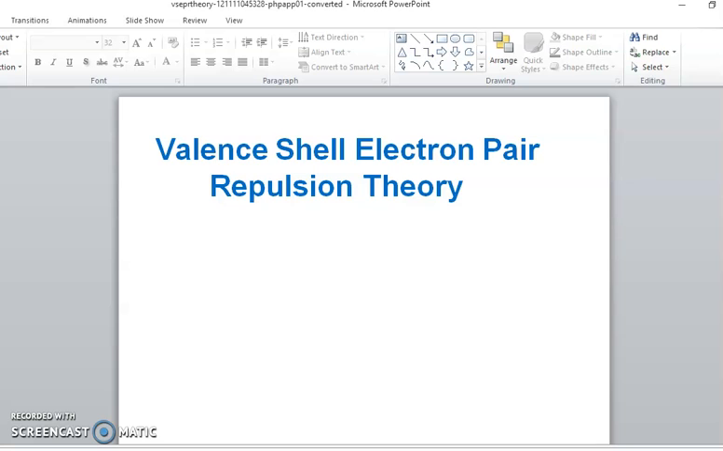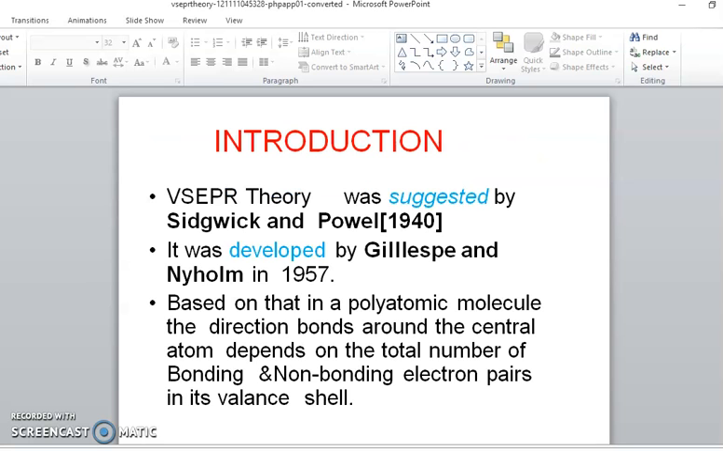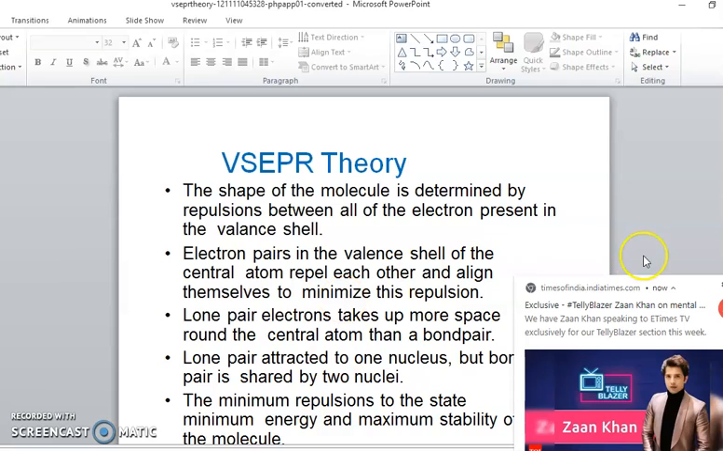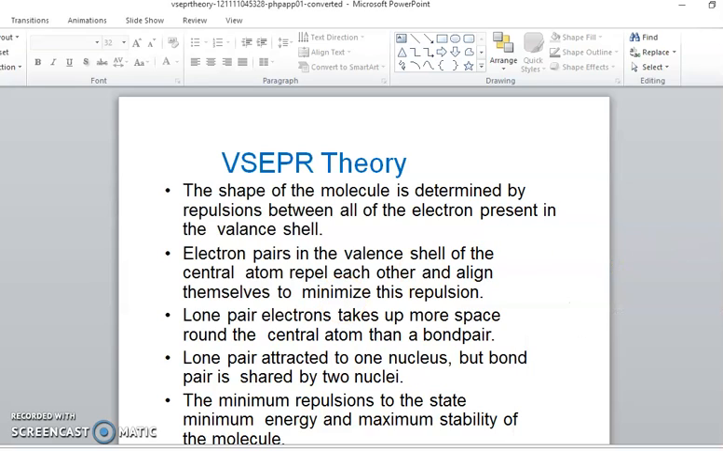The theory was proposed by Sidgwick and Powell, and it was developed by Gillespie and Nyholm. Based on that, in a polyatomic molecule, the bonds will arrange around the central atom. We will discuss those points later. The shape of the molecule is determined by the repulsion between all the electron pairs in the valence shell of the central atom.